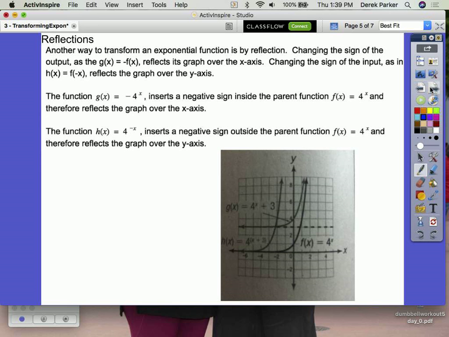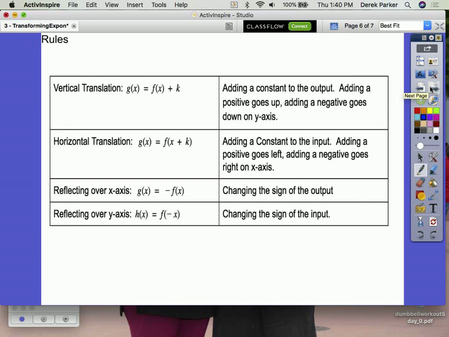You give a negative to the base, it reflects over the x-axis. You give a negative to the exponent, it reflects over the y-axis. And here are your rules. Follow these and you'll be good to go.